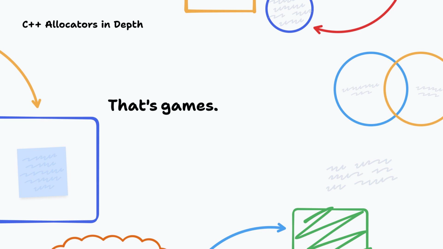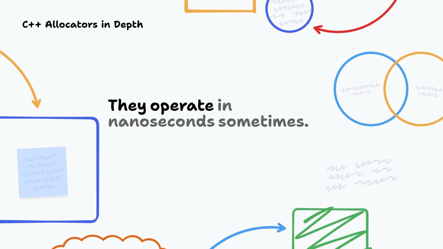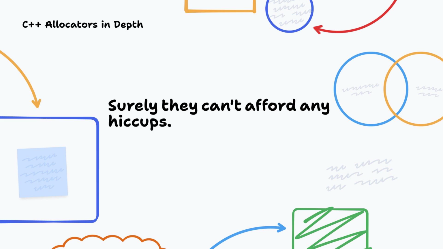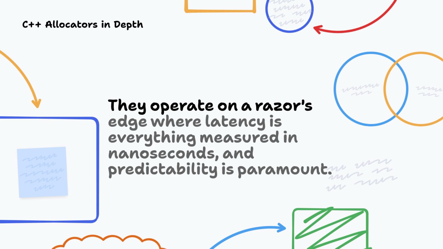Okay, that's games. What about the absolute bleeding edge of low latency, like high-frequency trading? They operate in nanoseconds sometimes. How do they handle memory? Surely they can't afford any hiccups. HFT is another level entirely. They operate on a razor's edge where latency is everything, measured in nanoseconds, and predictability is paramount.